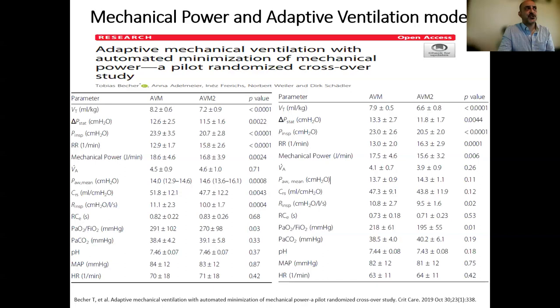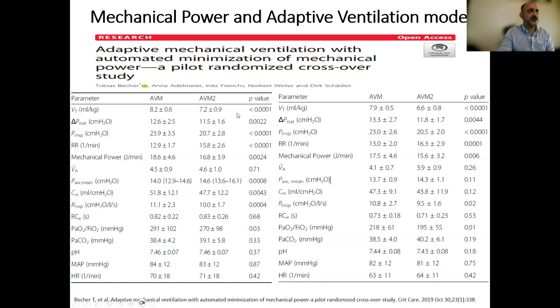There are not many clinical studies as of yet about AVM2 in clinical patients, but this is a study from a couple of years ago by Becher, which basically compared AVM1 with AVM2. It's a randomized crossover study. It was a little bit small study. And they compared AVM to AVM2.